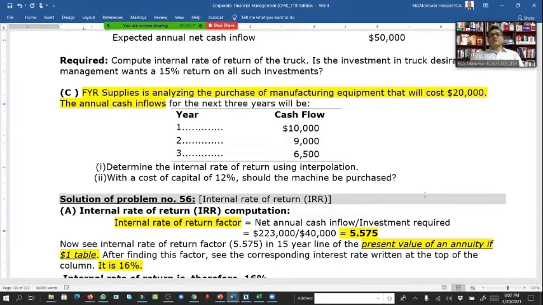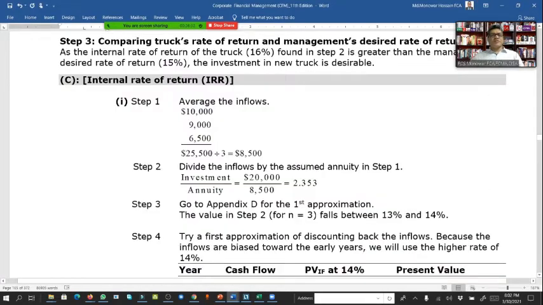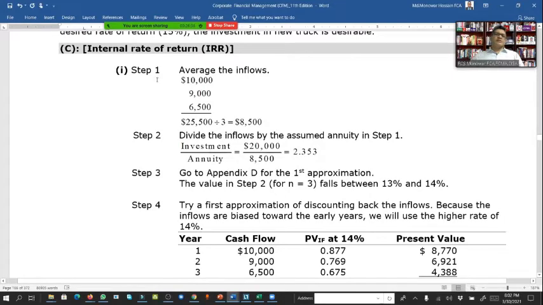Should the machine be purchased or not? Let's go stage by stage to see how this will be calculated. So stage 1, or step 1: first we have to take the average inflow. So what would be the average inflow? Here, average inflow means over 3 years.